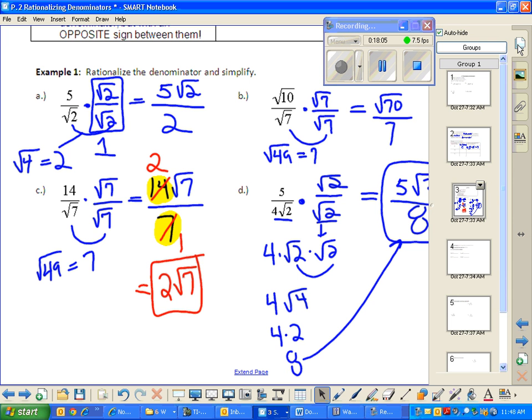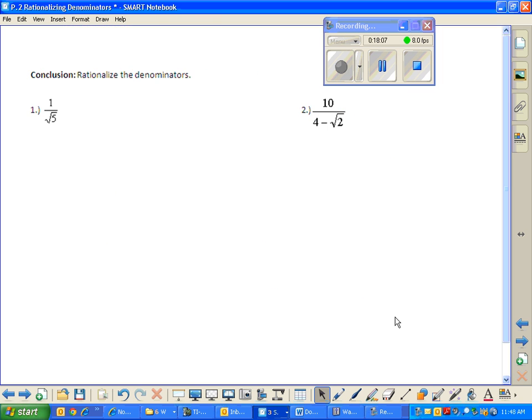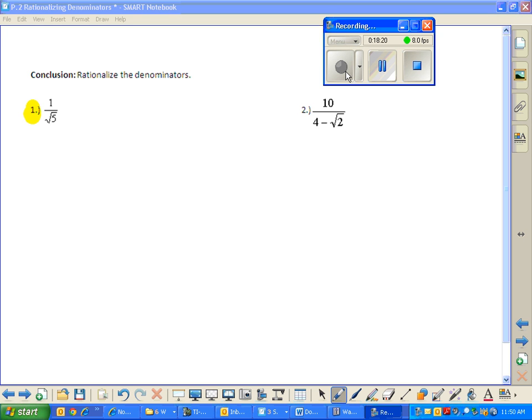The problem I want you to go ahead and try real quick for me is just number 1 on your conclusion set. 1 divided by the square root of 5. I want you to take care of that one for me real quick. And then if you get that one right, then you can go ahead and look at your homework for the next round. You guys did a really nice job with this.